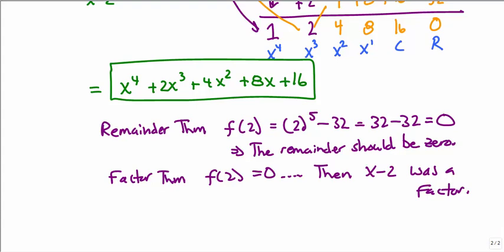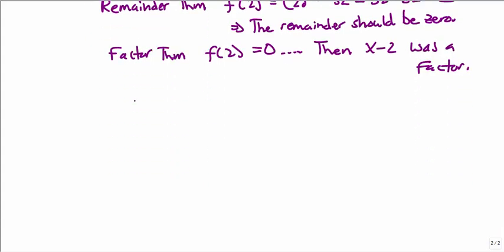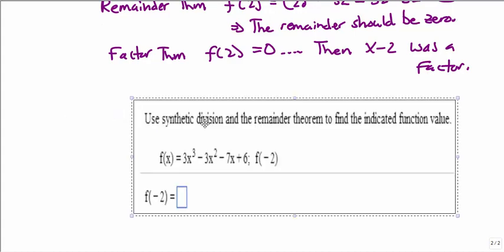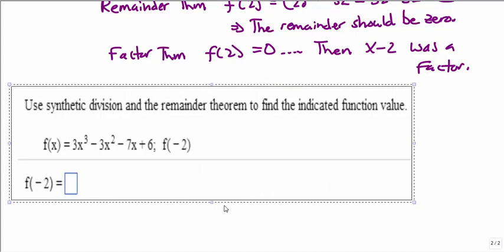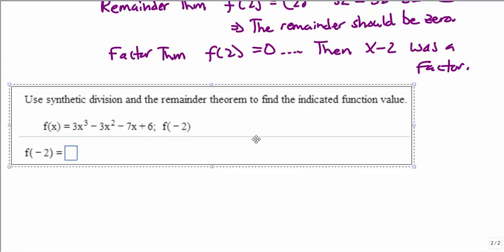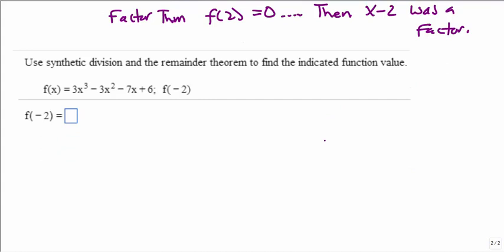Now for this problem, there's actually a couple different ways that you could work it. There's kind of the hard way and the easy way. It's probably a good idea to use both methods, and that way you can check your work. So this one, again, is right from your MyMathLab homework, so you'll see directions just like these. It says use synthetic division and the remainder theorem to find the indicated values of the function.